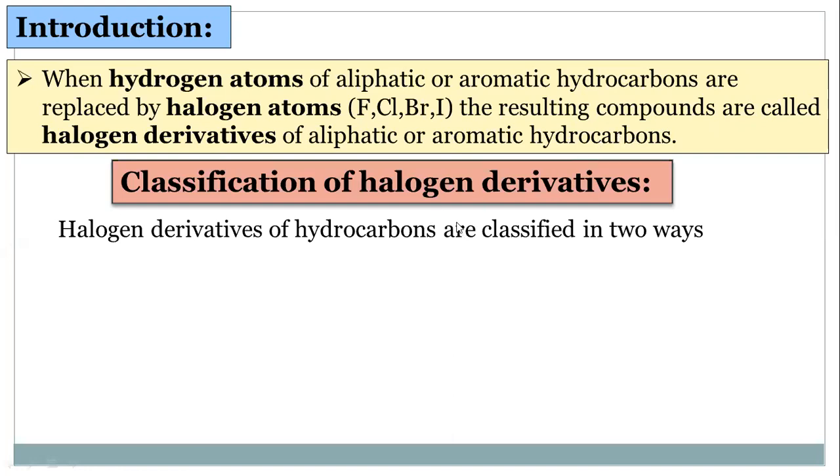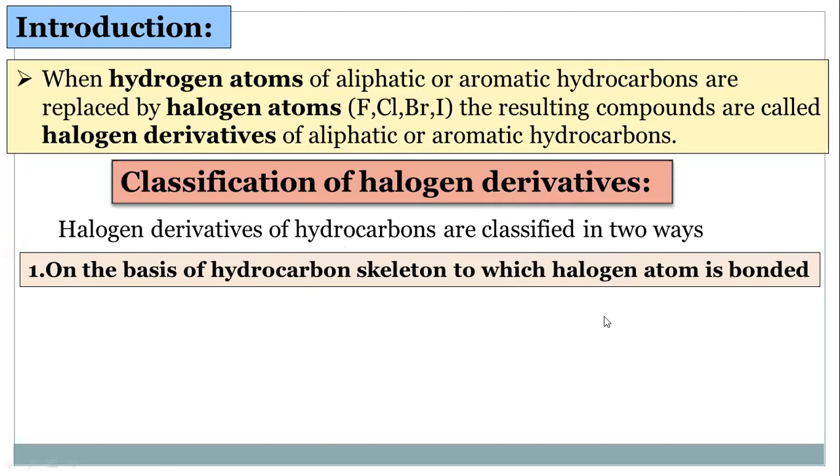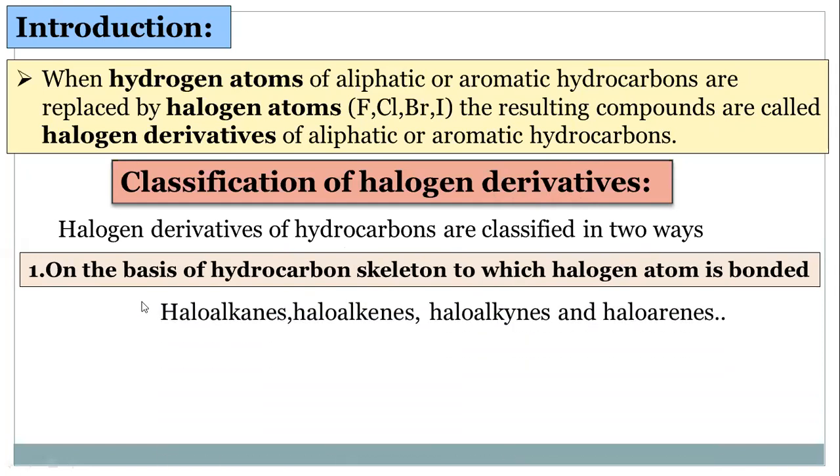Then the classification of halogen derivatives. Halogen derivatives of hydrocarbons are classified in two ways. First one, on the basis of the hydrocarbon skeleton to which the halogen atom is bonded. For example, if the hydrogen atom of an alkane is replaced with halogen, it is called haloalkane. If the hydrogen atom of alkenes is replaced with halogen, it is called haloalkene. In case of alkynes, if the hydrogen is replaced with halogen, it is called haloalkyne. And if the hydrogen atom of arenes is replaced with halogen, it is called haloarene.